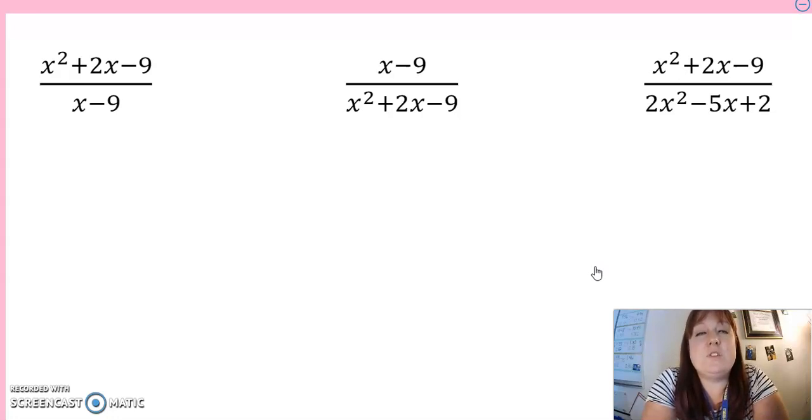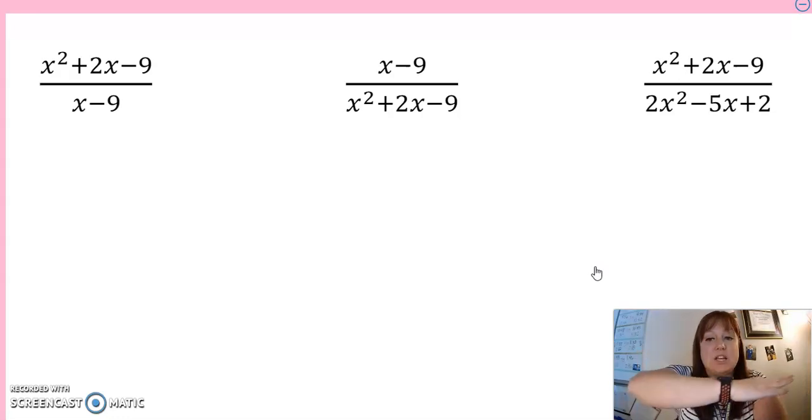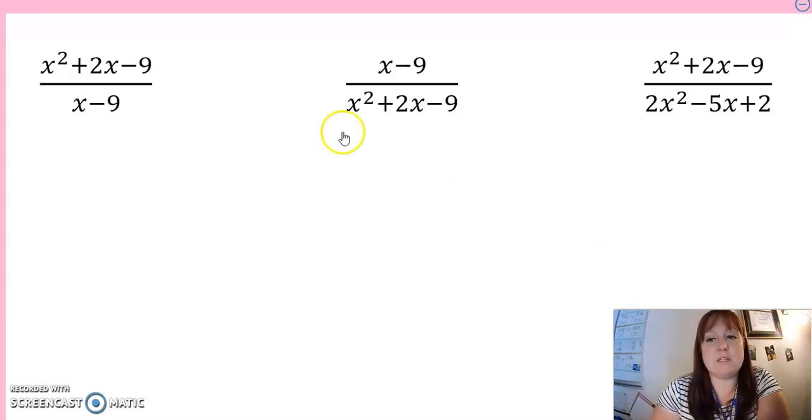And one of three things can happen. Either you have a slant asymptote, which means it's not like a straight horizontal line, it's just this line. Or you have a horizontal asymptote of 0, or you have a horizontal asymptote of some number. So let's just reason our way into this for a moment.